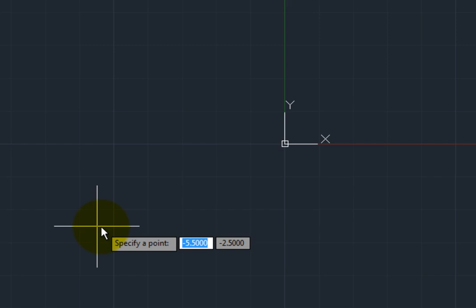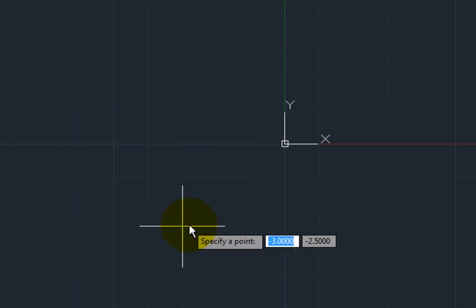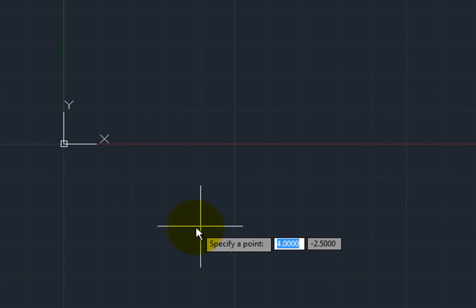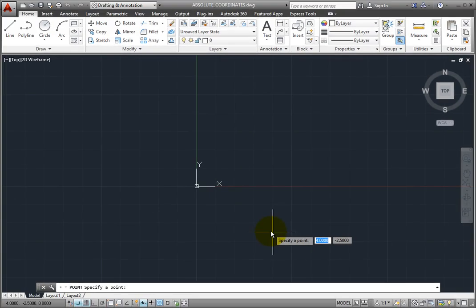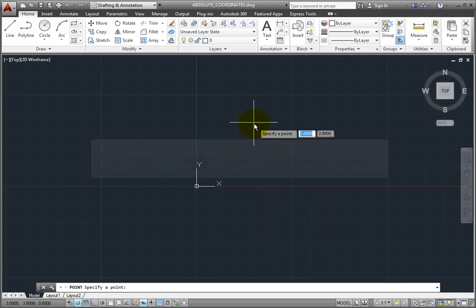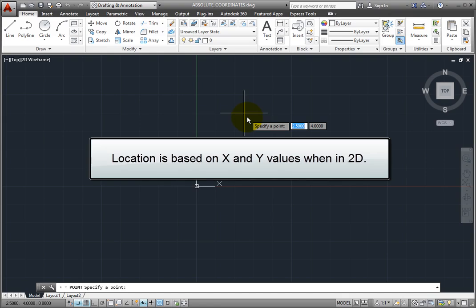And if I move the cursor to the right of the y-axis, but keep it below the x-axis, notice that now the x value is positive, but I still see negative values for y, because my cursor is below the origin of y. So as you can see, locating points in space is always based on x and y coordinate values when working in a 2D view.